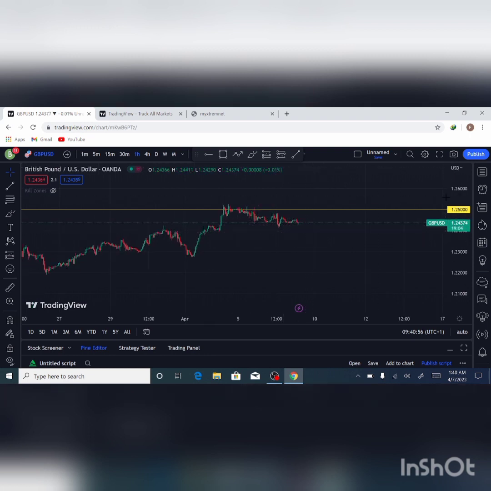If you look at this chart, these are the values, and you will see the psychological levels very clearly. You have psychological levels here, and here. So these are the levels.